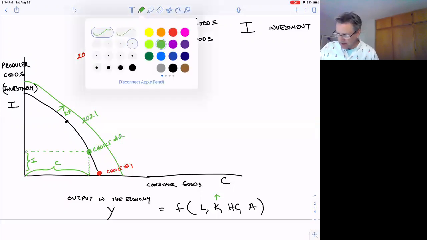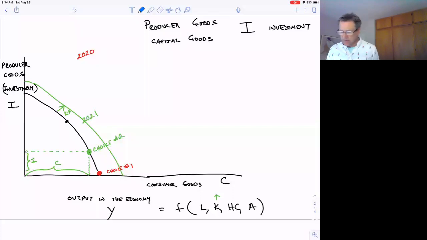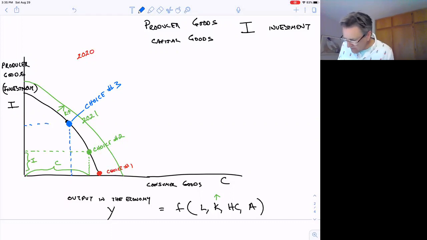Suppose the people in this economy in 2020 pick a different point. Suppose they pick a point like right here. We'll call this choice number 3. And the difference is they have less consumption, more investment. So choice number 3 leads to a whole lot more investment, this amount here, and this amount of consumption, which would be less than choice number 1 or choice number 2.